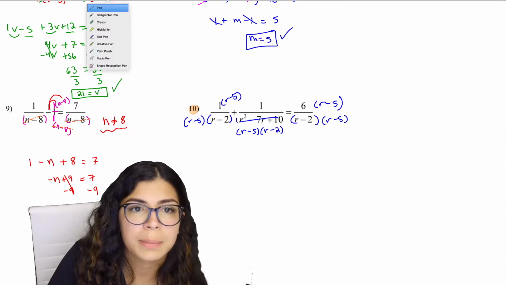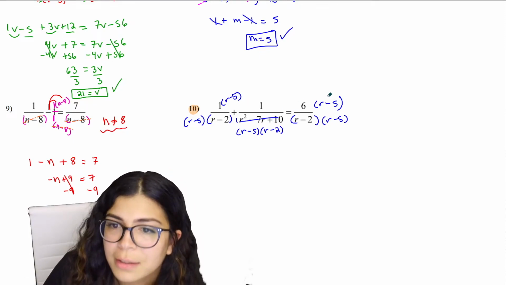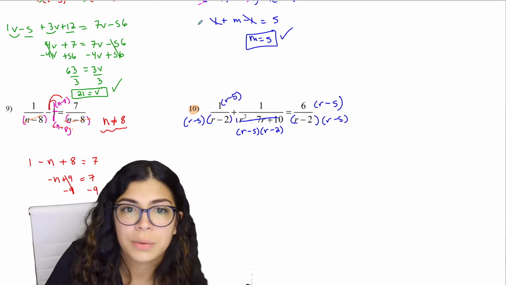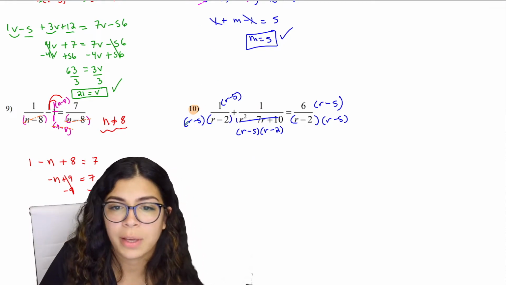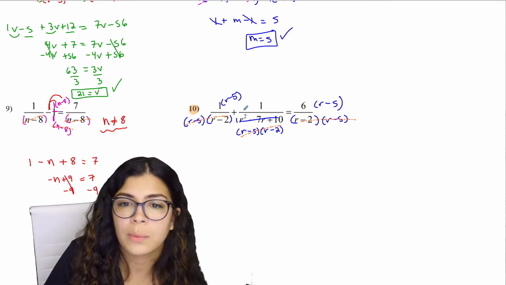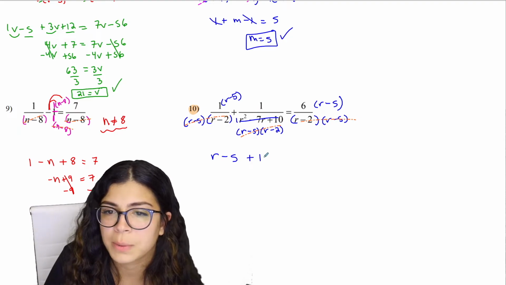And I'm going to erase a little bit because that's looking like not an r anymore. There we go. r minus 5. Okay, so now that the denominator is the same, you guessed it, they all cancel. So the numerator, 1 times r minus 5 would be r minus 5. Plus 1, of course, is just plus 1.